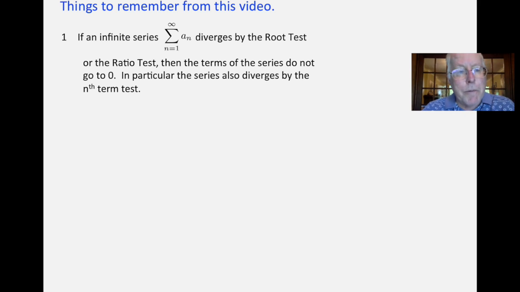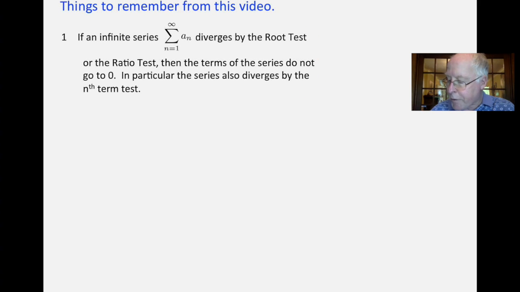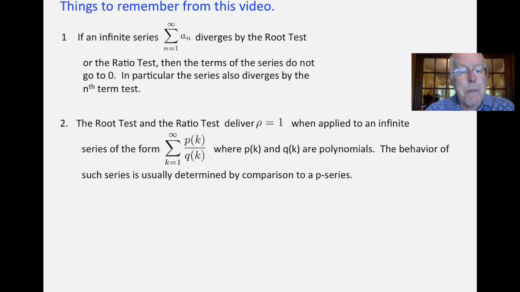Okay, so what do we want to remember from this video? If an infinite series diverges by the root test or the ratio test, then the terms of the series do not even go to 0. In fact, they're getting really big, and so that means the series will actually diverge by the nth term test. Now, you don't have to go through the nth term test. If you get rho bigger than 1 in the ratio or root test, you are done. You know the series diverges. But again, the consequence that the terms are getting big is going to be important in future work.